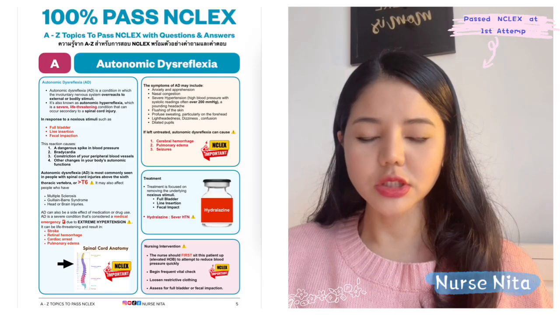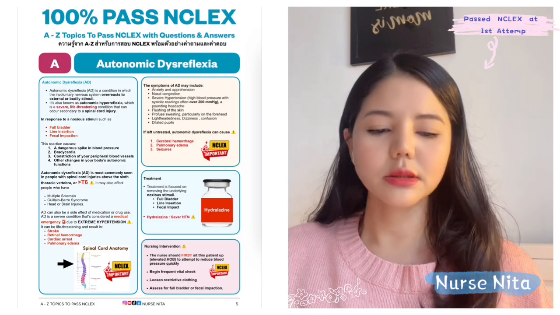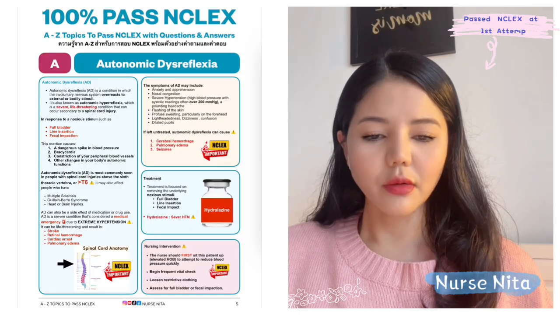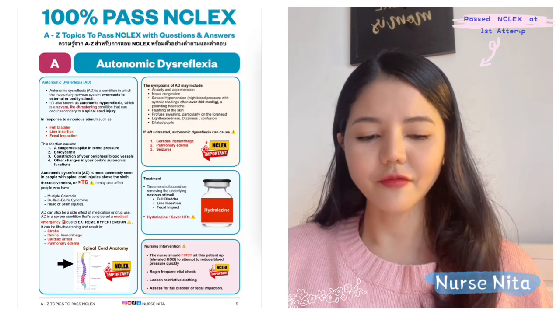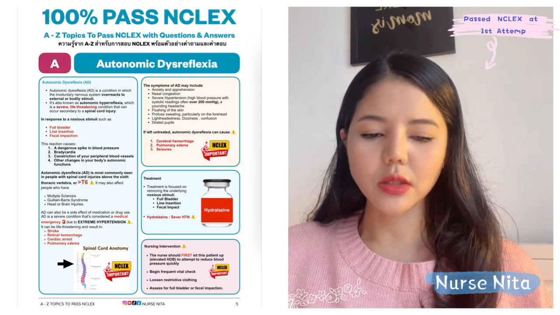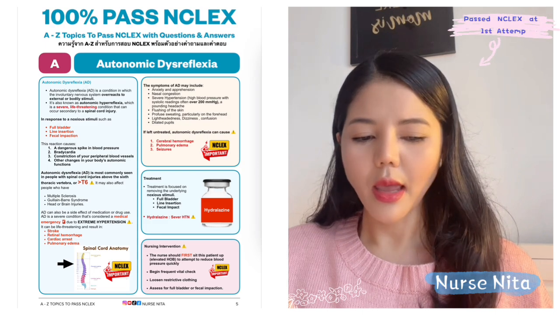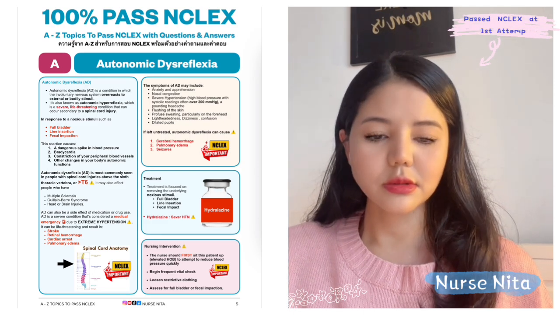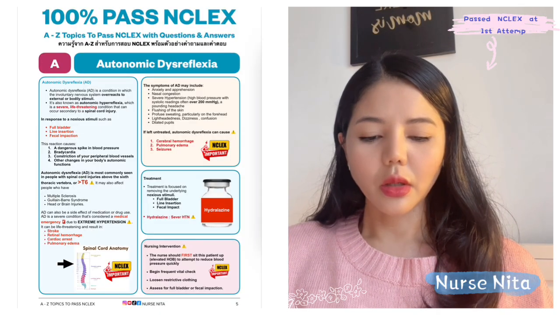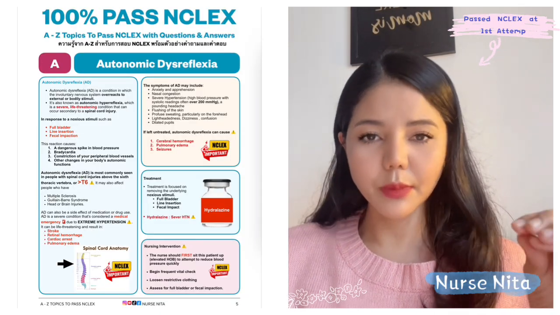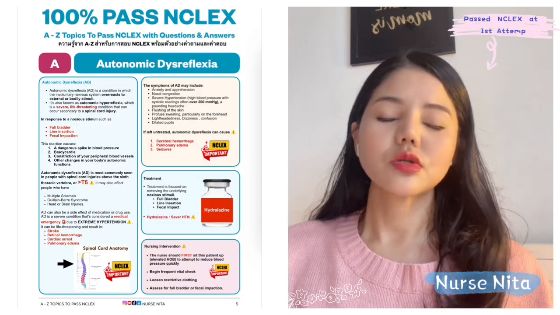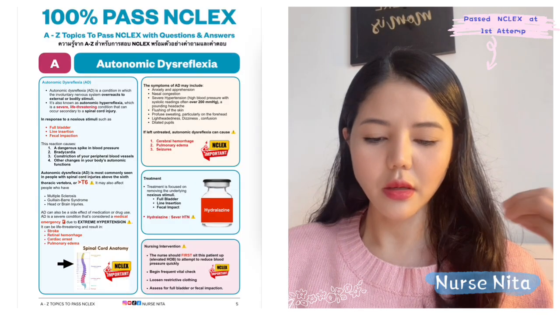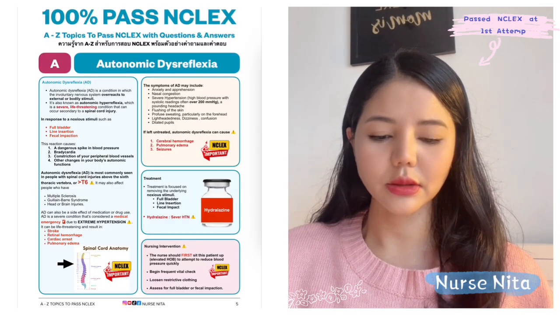If the patient does not get any treatment, autonomic dysreflexia can cause very harmful, deadly complications like cerebral hemorrhage, pulmonary edema, and seizures. For treatment, the key point is to reduce the blood pressure and remove the noxious stimuli.